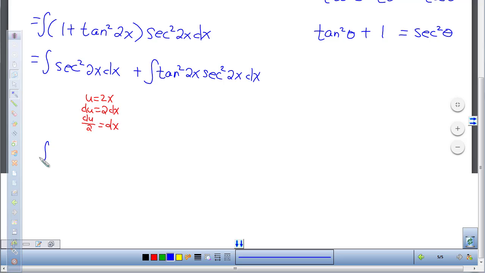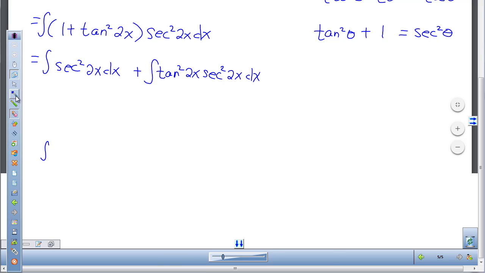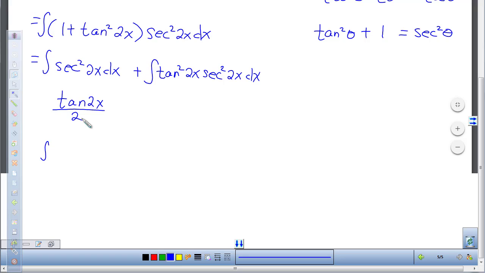Actually, no, what are we going to do? What should we let u equal? Or do we even have to do it this way? The derivative of tangent is what? Secant squared. So this right here, we can just look at it. The integral of this thing is just going to be tangent 2x over 2. The derivative of tangent is secant squared u du, and so that'll get it for us.